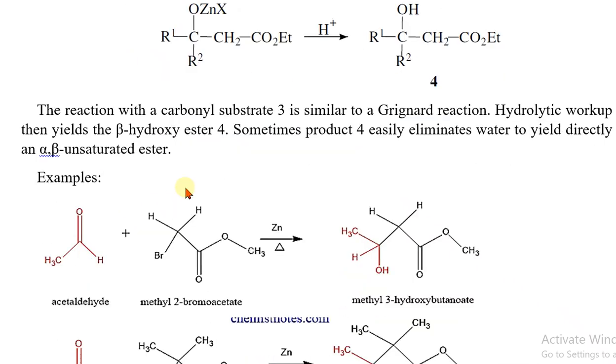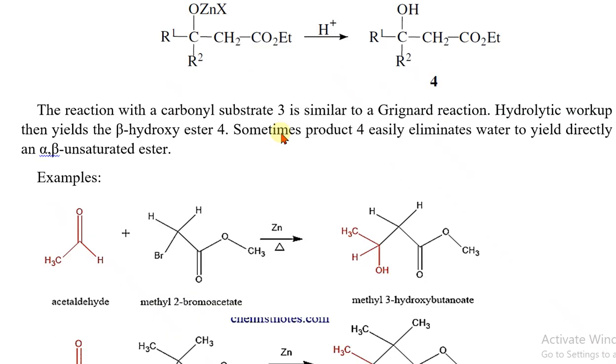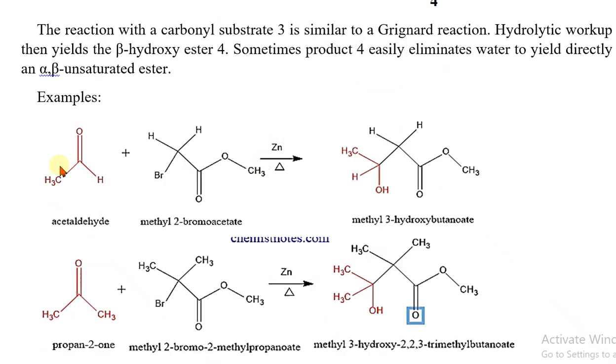The reaction with carbonyl substrate 3 here is similar to the Grignard reagent. I told you many times, it is like a Grignard reagent. What we have here are examples. Look, this is the alpha halo ester and this is the aldehyde. So zinc enters between this bromine atom and the carbon to make the complex, and the carbanion adds to this carbonyl group to give you the alcohol, this product.